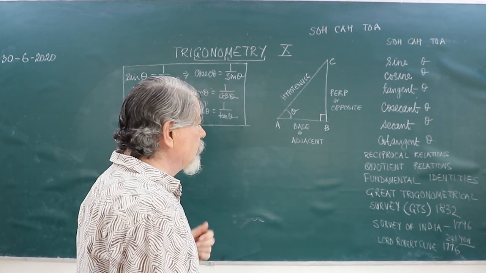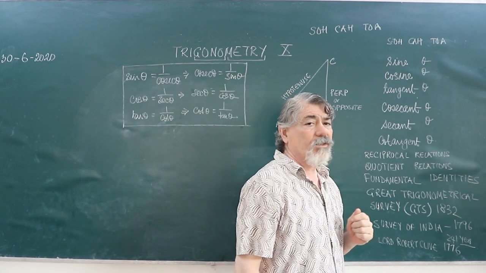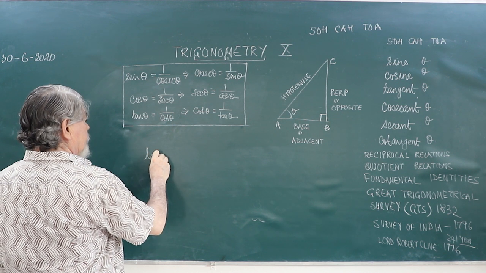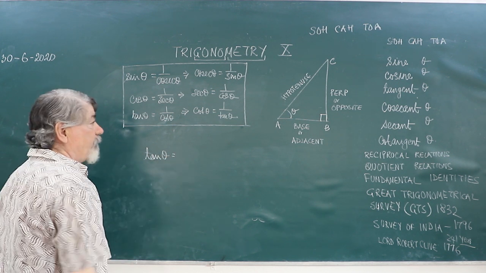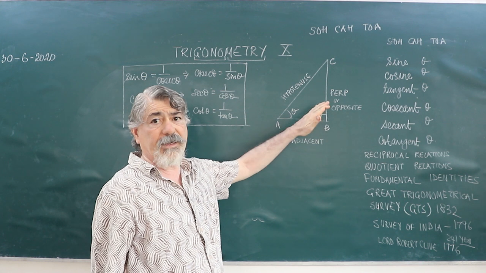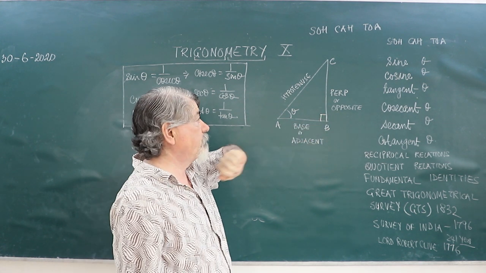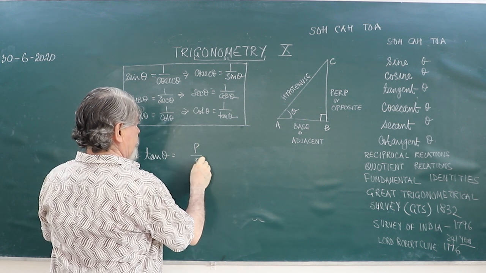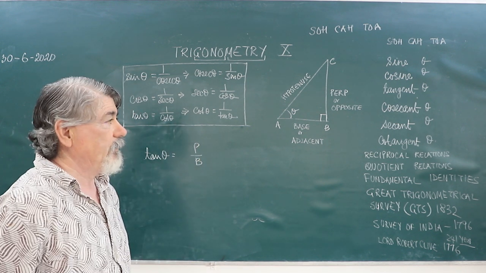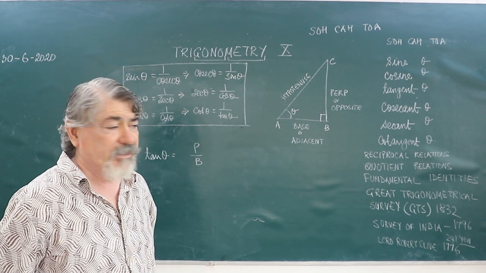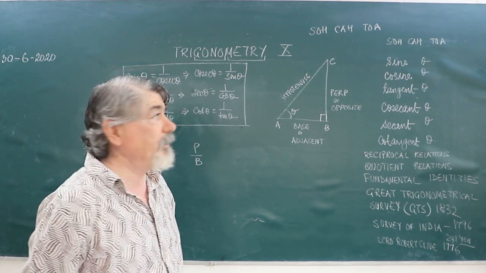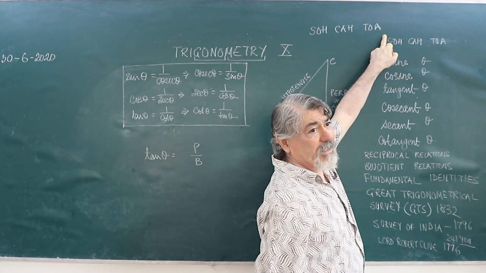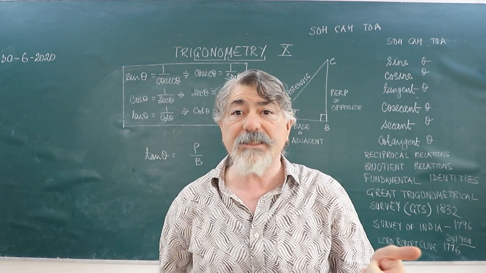Now let us look into the quotient relation. What is the quotient relation? Tan theta, if I look at tan theta here, what is this? Perpendicular upon base. Tan theta is perpendicular upon base. Tan theta is opposite upon adjacent. Opposite is perpendicular, adjacent is base.